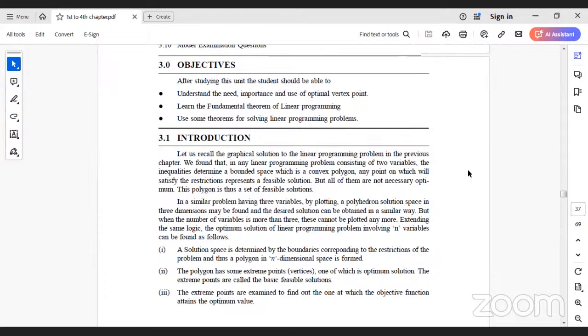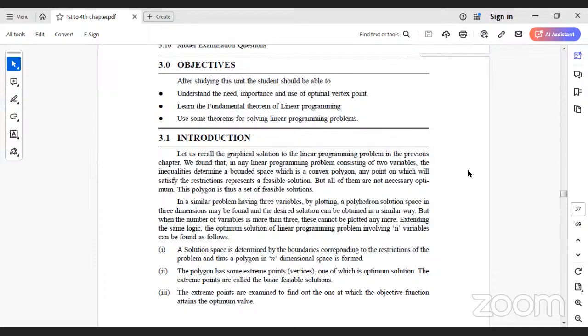In a similar problem having three variables, by plotting a polyhedron solution space in three dimensions, the desired solution may be found. So we get the desired solution here, which satisfies the restrictions and represents a feasible solution, but all of them are not necessarily optimum. The polygon is a set of feasible solutions. In a similar problem having three variables, by plotting a polyhedron solution space in three dimensions, the desired solution can be obtained in a similar way.